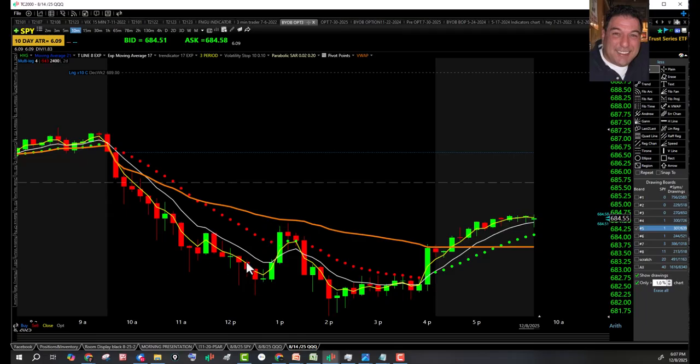Now, when they increase, I like to take profit. I call it selling into strength. Now, it's not the strength of the SPY, it's the strength of the option candle, because the option candle will rise. All right, so here's VWAP.